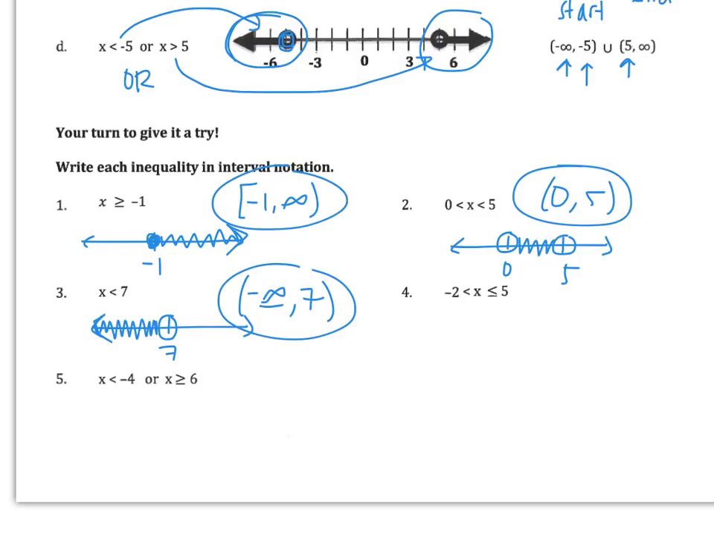Okay, let's see how we did. For example 4, you should have that negative 2 and the 5. Negative 2 is an open circle, 5 is a closed circle, and you should have shaded in between. So negative 2 is our starting point, 5 is our ending point. Negative 2 is not included, so it gets a parenthesis. 5, though, is included. It has that equal sign and it has the closed circle, so that will be a bracket.